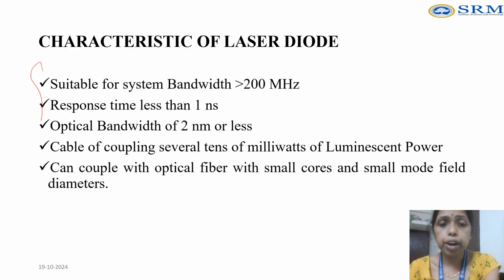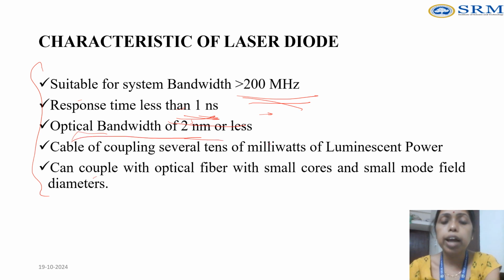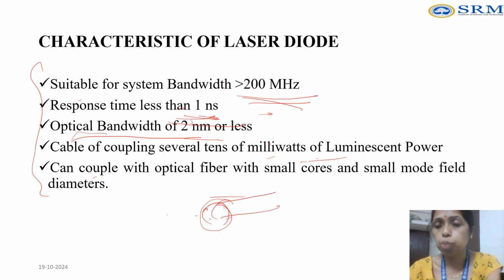These are some characteristics of the laser diodes: suitable and higher bandwidth. It has a very fast response of 1 nanosecond and an optical bandwidth of 2 nanometers. It can easily couple with the optical fiber, so it can produce a higher amount of power. If the optical fiber core is very small, the laser can still easily couple with the optical fiber.